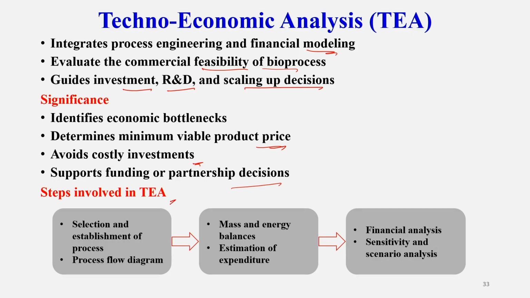So, what are the steps? Techno-economic analysis first uses selection and establishment of process, then goes for process flow diagram, material and energy balance, estimation of expenditure, and then finally goes for financial analysis and sensitivity and scenario analysis.